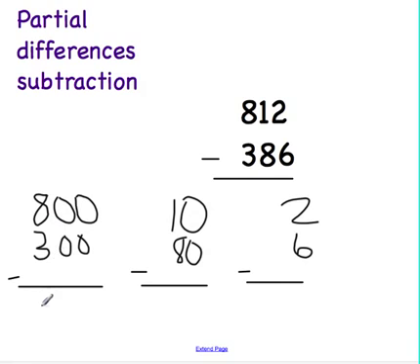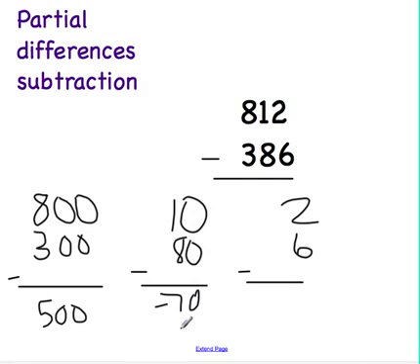800 minus 300 is 500. 10 minus 80 looks somewhat confusing. If I have 10 marbles, can I give someone 80 back? That doesn't work. But I can do 80 minus 10 and come up with 70, and my answer then will be a negative number. It is less than 0.